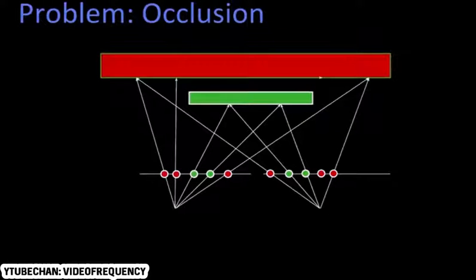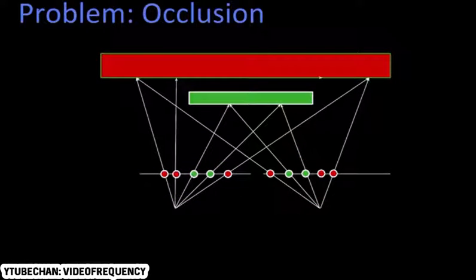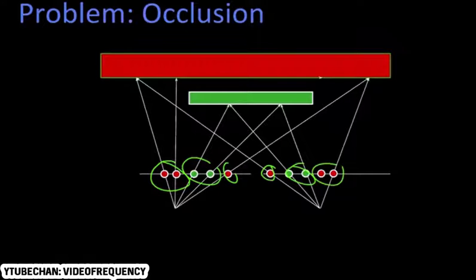The problem is occlusion, and that's illustrated here. Let's suppose I have a green bar in front of a red bar. All right? So here's my left image, and here's my right image. And these are the pixels being seen in my left image, and these are the pixels being seen in my right image. You'll notice I have two red ones here, then two green, then a red. And here I have a red, two green, and two red.